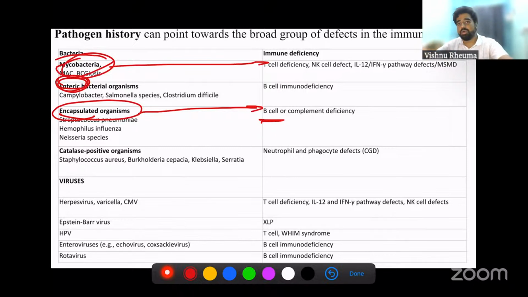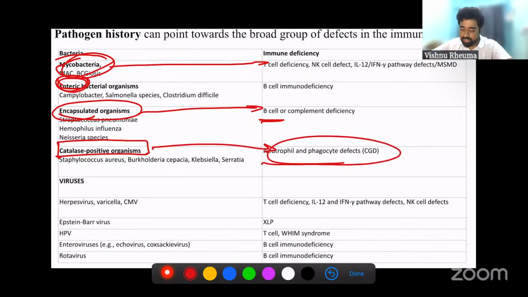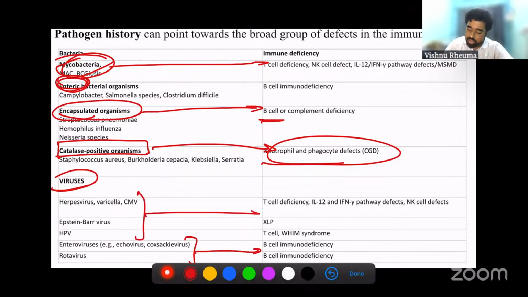Gamma interferon basically causes your macrophages to kill TB, right? So if that is defective, then mycobacteria. Then catalase positive organisms. This we have discussed in detail in the pathogenesis of chronic granulomatous disease, why catalase positive organisms will be killing your patients of CGD. Then viruses. Among viruses also, I told you, enteroviruses, rotaviruses, all of these GI viruses, B cell abnormality. Other viruses, usually T cell abnormality. Epstein-Barr virus, X-linked lymphoproliferative disease. This again has a slightly complex pathogenesis that you can see as well.